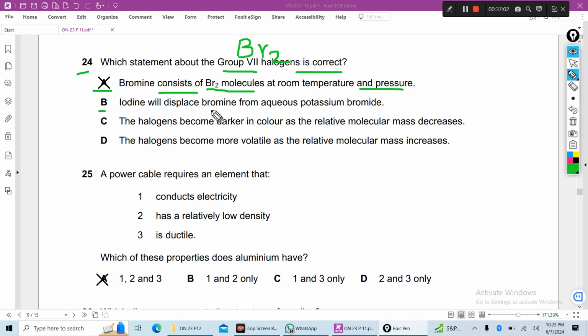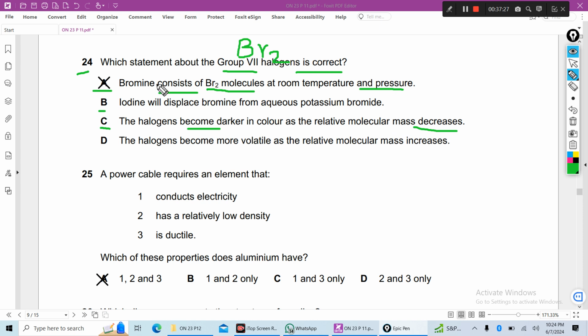Why? Iodine will displace bromine. No, iodine is less reactive. Iodine will not displace bromine. C is wrong. The halogens become darker in color as the relative molecular mass decreases. No, this is wrong. As molecular mass increases, they become darker. So A is the right answer.